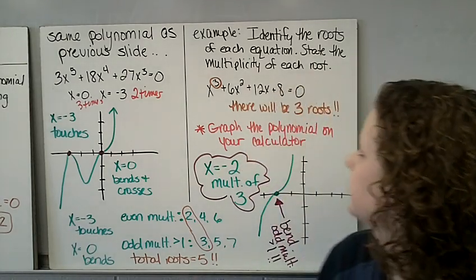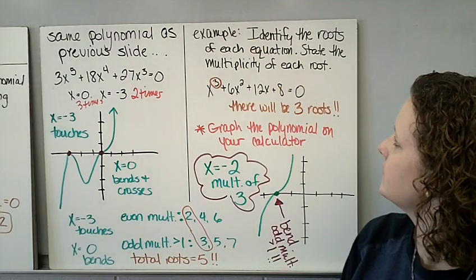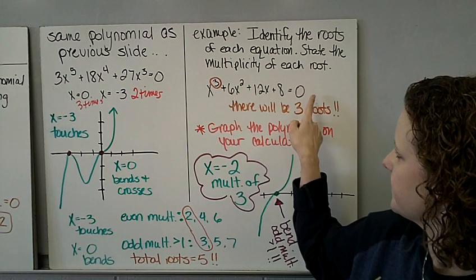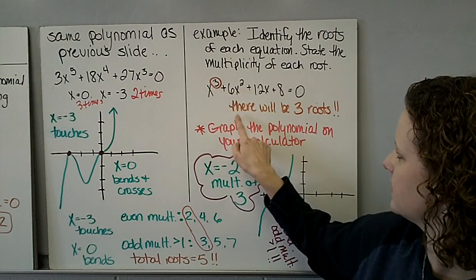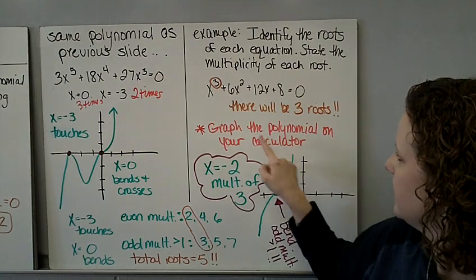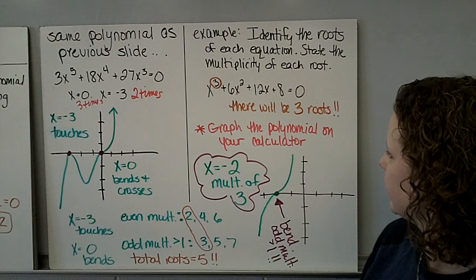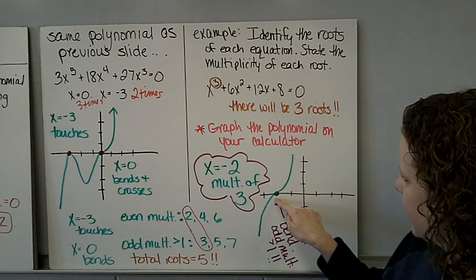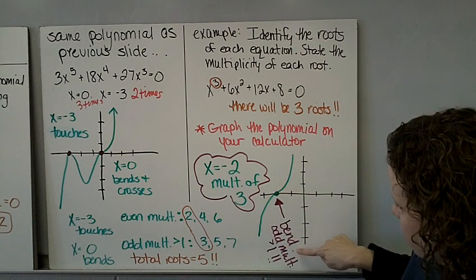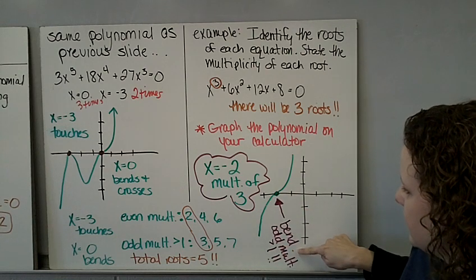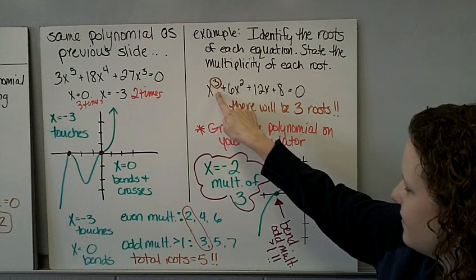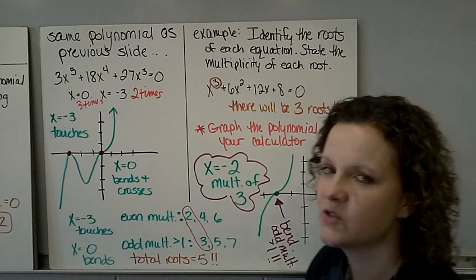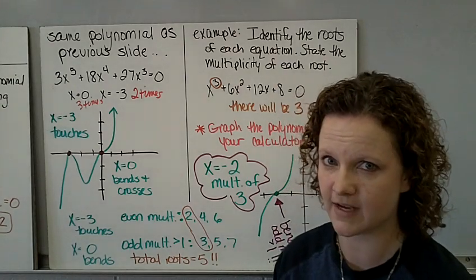Let's try one. Example: identify the roots of each equation and state the multiplicity of each root. Standard form, so there's going to be 3 roots, because it's to the third power. Graph the polynomial on your calculator, and if you look, it bends at negative 2. So it's a bend, an odd multiplicity greater than 1. I can only have 3, so x equals negative 2 with a multiplicity of 3. So that root occurs 3 times.